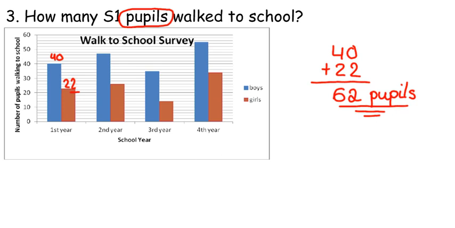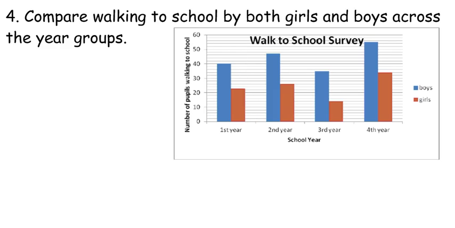Okay, the last kind of thing you'd expect to be able to do at N4 with a chart like this is to make a comparison. Okay, so our question here asks us to compare walking to school by both girls and boys across the year groups. Okay, so there's a couple of key phrases there. Both girls and boys, so I have to make some kind of comparison between girls and boys, what's happening to both sets of data across the year groups. And that was also the other thing, across the year groups. Okay, 2 statements there, boys and girls across the year groups.